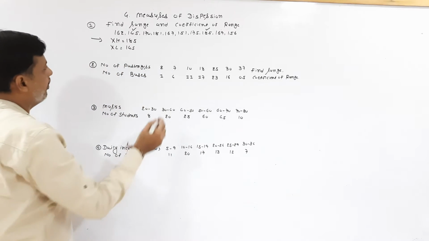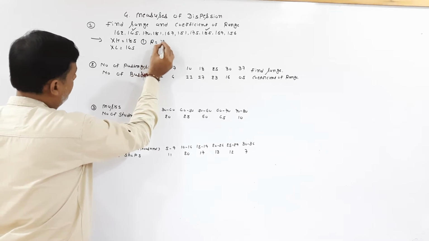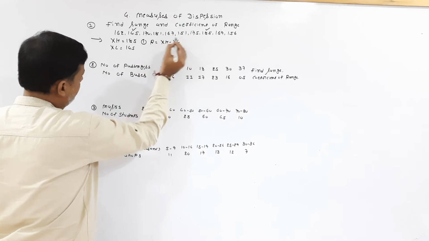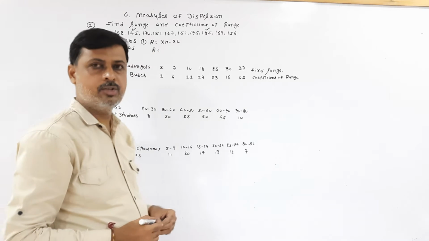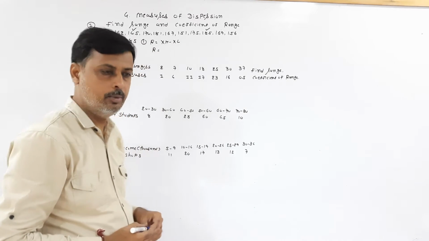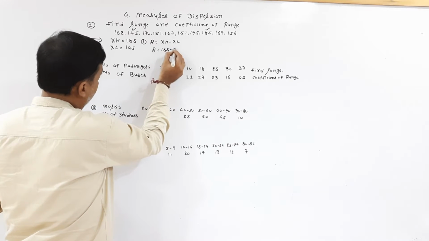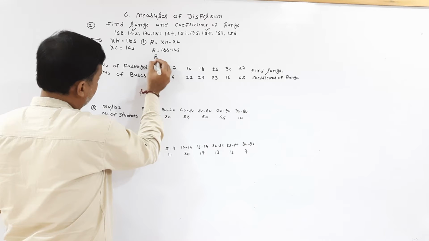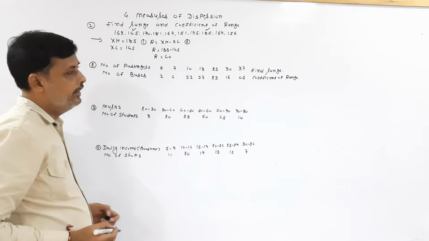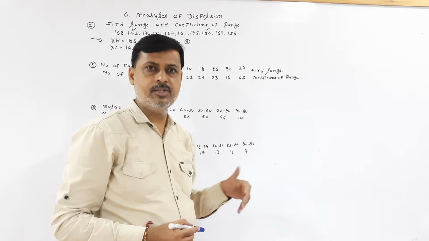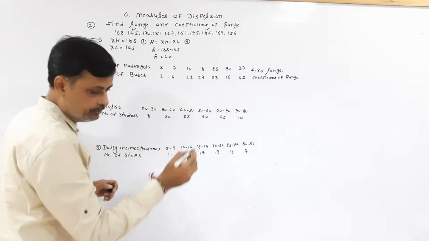Now range means R. R is equal to XH minus XL, H for the highest observation minus the lowest observation. 185 minus 145, that is 40. And here height is given in centimeters, so we should also mention centimeter here.